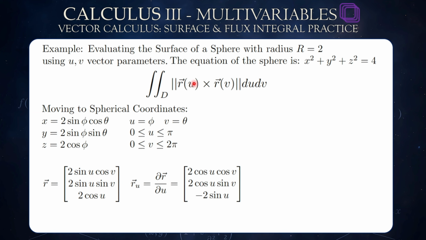What is ru? Ru here is the derivative of r with respect to u, which is 2 cosine u cosine v, 2 cosine u sine v, and then minus 2 sine u. We are deriving with respect to u to get the ru component. Then we need to get rv, which is the derivative of r with respect to v. So rv equals partial r over partial v, which is minus 2 sine u sine v, 2 sine u cosine v. Then with respect to v, the third element is 0.